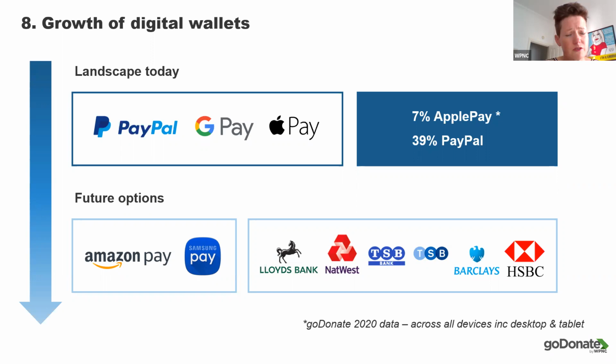In terms of future options, though, what's happening with the world of digital wallets? There are others out there like Amazon Pay and Samsung Pay. Amazon Pay really hasn't taken off yet in the UK. It's quite big in the States, but we've tested it, and the user experience is not brilliant yet. So I think they've got a little bit of work to do.